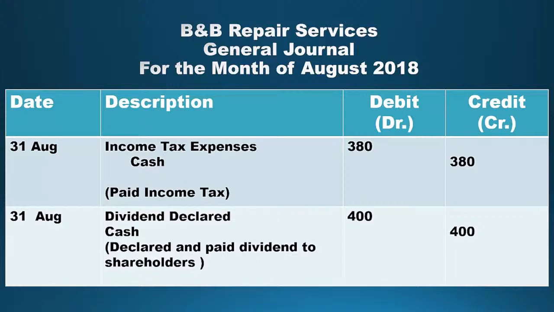Step 3. How do we record it? To record this, we debit dividends declared for $400 to reflect the reduction in retained earnings. Credit cash for $400 to show the payment. The narrative for this entry is declared and paid dividends to shareholders.